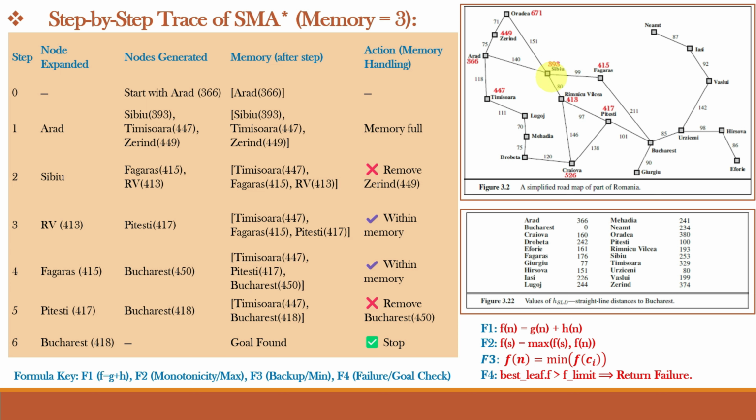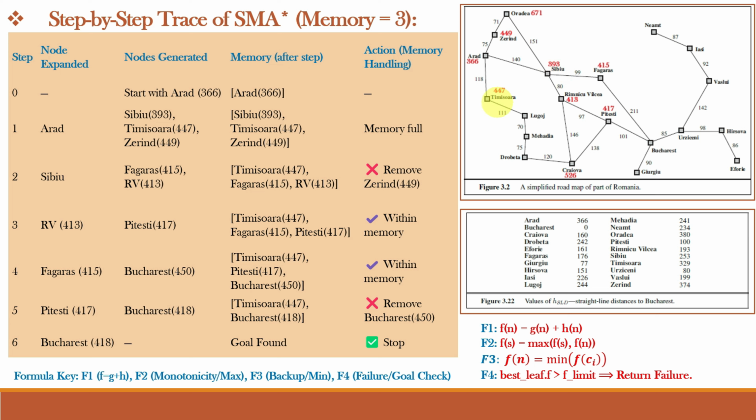For Sibiu, the path cost from Arad to Sibiu is 140, that is G is equal to 140, and the heuristic value from Sibiu to Bucharest is 253, that is H is equal to 253. Now using formula F1, F of Sibiu is equal to 140 plus 253, which is equal to 393. And using formula F2, F of Sibiu is equal to the maximum of Fs, which currently is Arad, that is 366, comma Fn is 393. So the maximum of the two will be 393. So Fs is equal to 393. So Sibiu gets 393 cost.